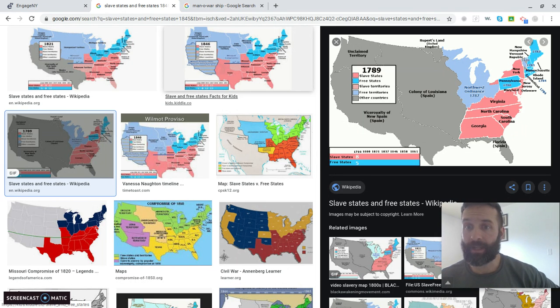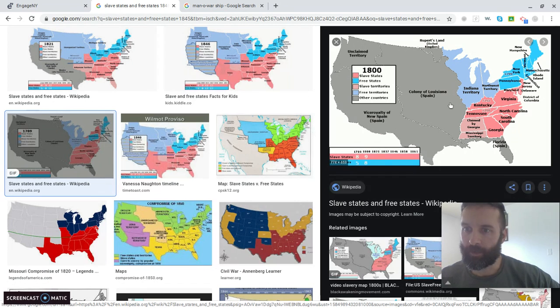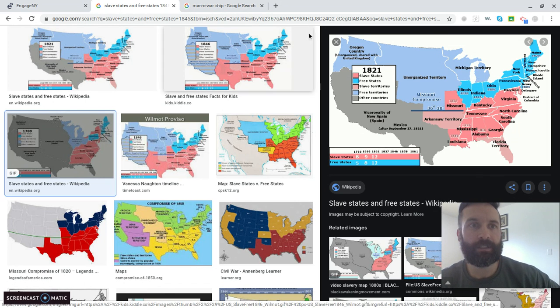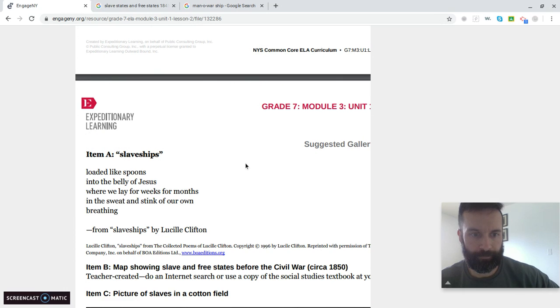All right, so that's gallery walk B, just taking a look at how things shifted during that time.